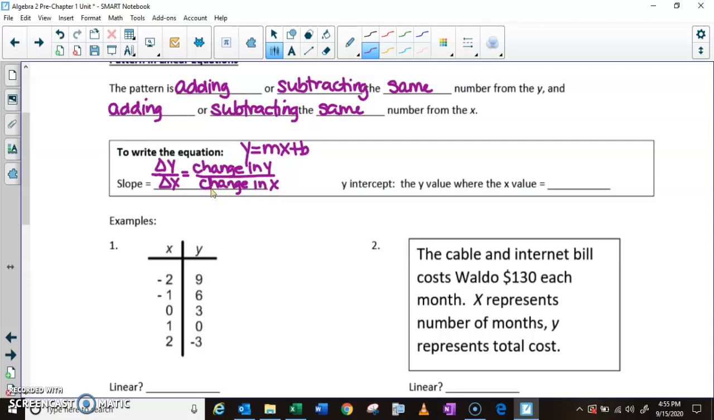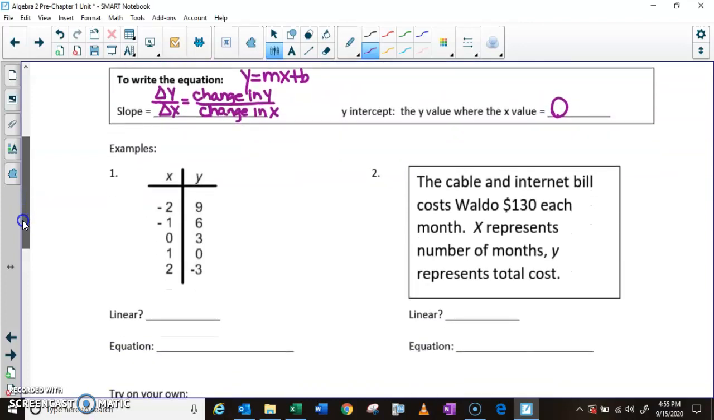Rise over run isn't going to do us a whole lot of good since we don't have a graph. We could use the formula for slope, but the change in y over the change in x is going to be a lot more useful. And the y-intercept, we've learned from the last section, is found by letting the x value equal 0.